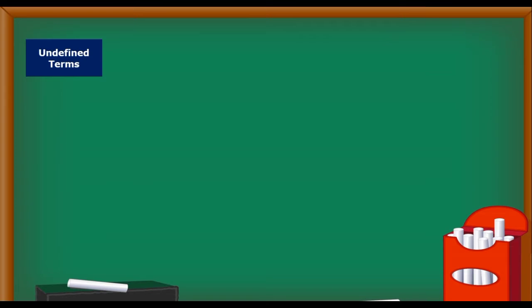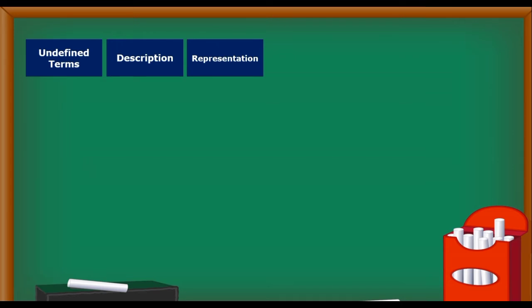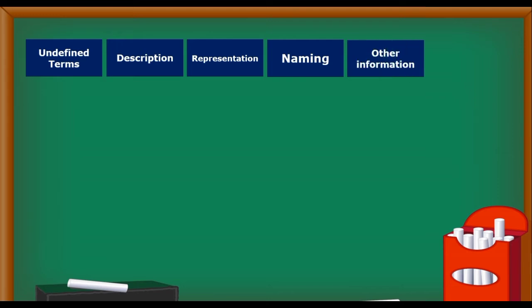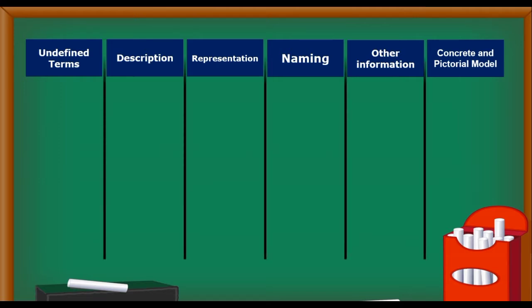So, we will identify the undefined terms. Sino ba yon? Then, ano yung description niya? Paano natin siya i-represent? Then, ininame natin siya. Other information for the undefined terms and then concrete and pictorial model. So, kanina po ay nabanggit natin na ang undefined terms natin ay si point, si line, at si plane. So, iisa-isahin po natin siya.